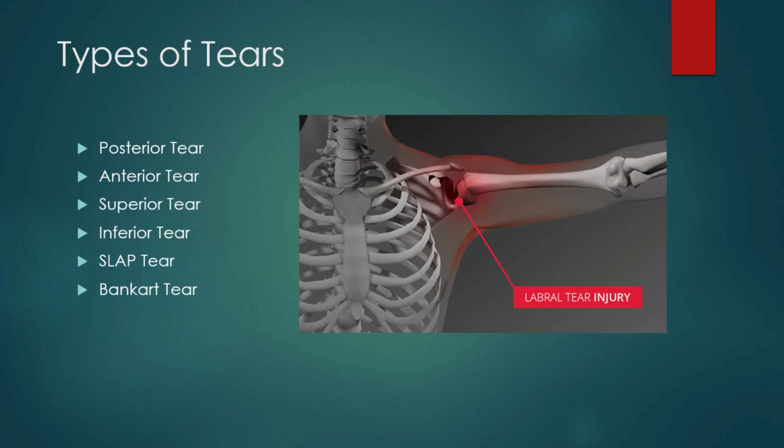There's a few different ways we can categorize the tears. A lot of it is location wise, so it could be posterior, anterior, superior, inferior, and then you can combine the two, like a postero-anterior or postero-superior and antero-inferior, stuff like that. And then there's two other special types. One's called a SLAP tear and a Bankart tear.